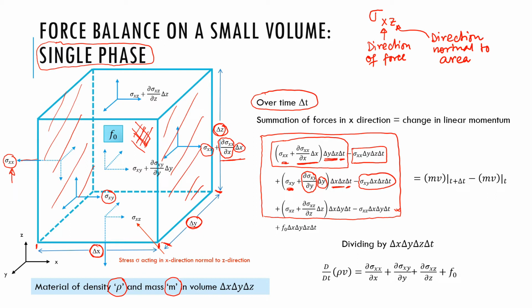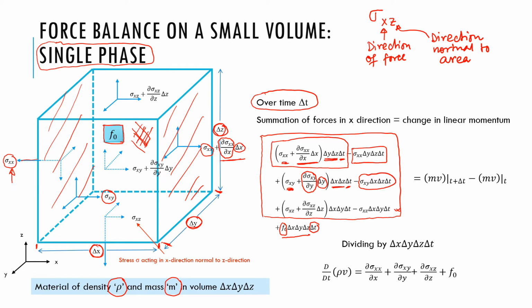What would be an example of body force? The simplest one is gravity. So let's say F0 is the body force per unit volume. Then the amount of body force acting is F0 times the volume. So that's the body force acting times delta t.